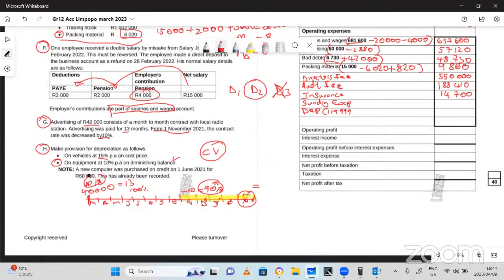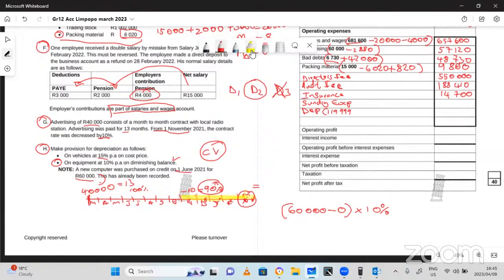We'll take the cost price of the new equipment, which was 60,000 rands. Remember, it was given to us. Take the 60,000 rand and minus the accumulated depreciation. Remember, this asset is new, so the accumulated depreciation is still 0. Then after minusing your 0, you multiply with the percentage given to you, which is 10%. But now, since this asset has not been in the business for the whole year, we check when we bought this asset. This asset was bought on 1st June.